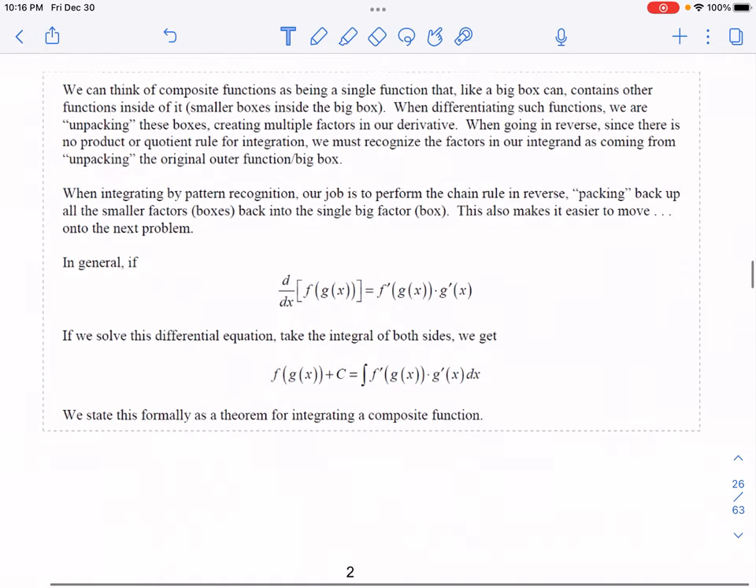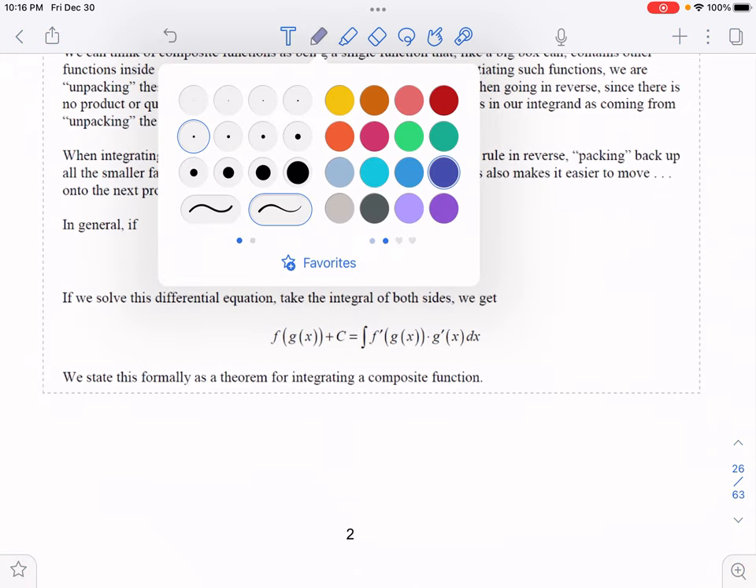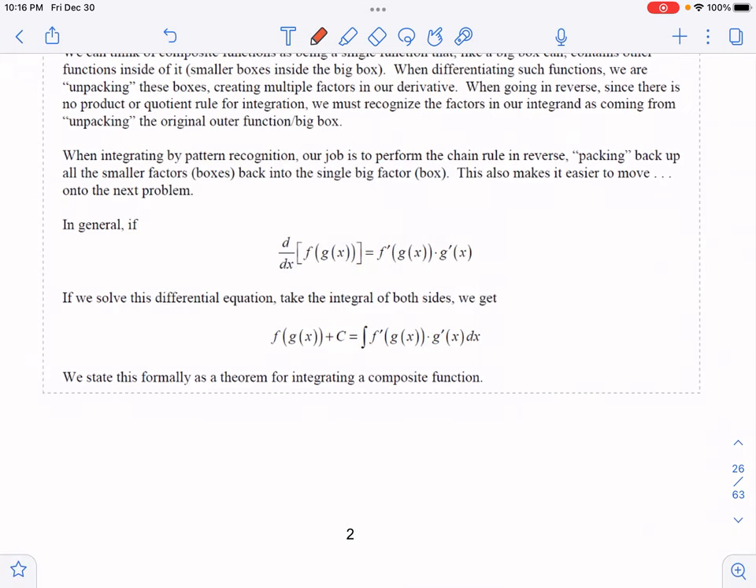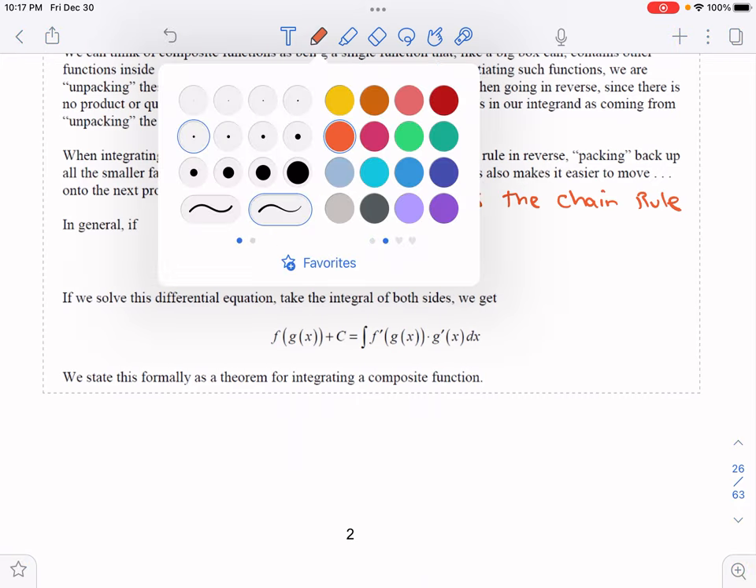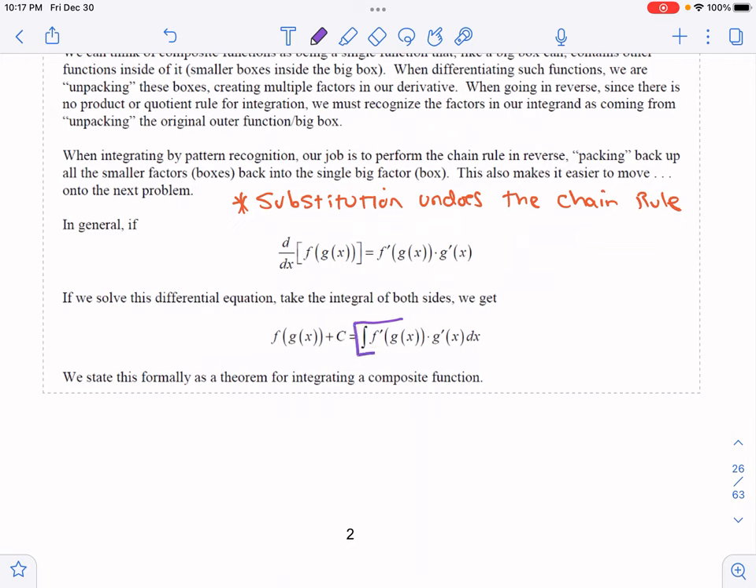Integration by substitution, or antidifferentiation by substitution, undoes the chain rule. So substitution undoes the chain rule. I'm just going to note that and show you what I mean. In all the examples you'll see in which we're using u-substitution, essentially what we're going to be presented with is an example that has this form.